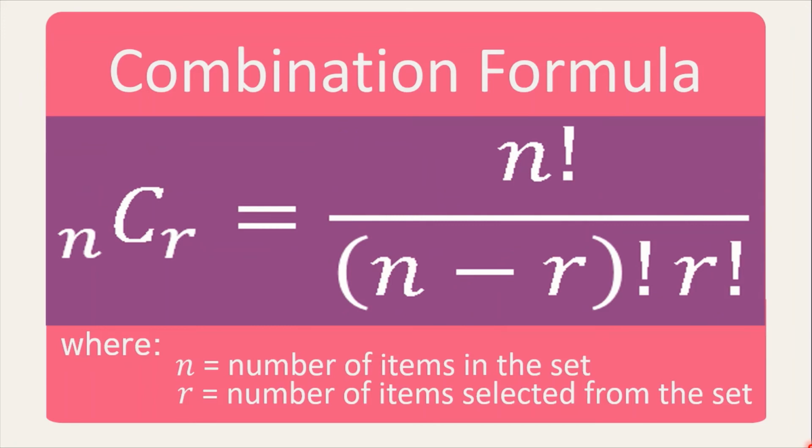Now, balikan natin ang ating combination formula. We have combination of n taken r is equal to n factorial over n minus r factorial times r factorial, where n is the total number of items in a given set and r is the number of items to be selected from the given set. You may also use your calculator para mas mapabilis ang pagsasolve ninyo ng combination.